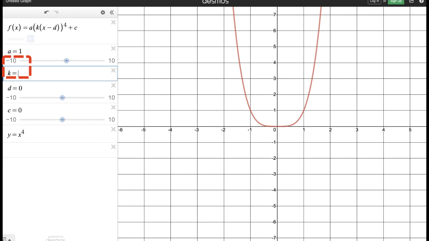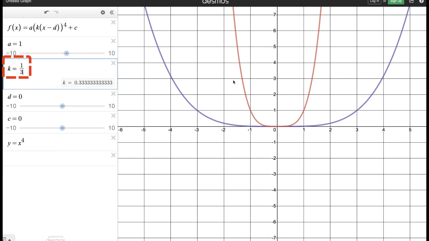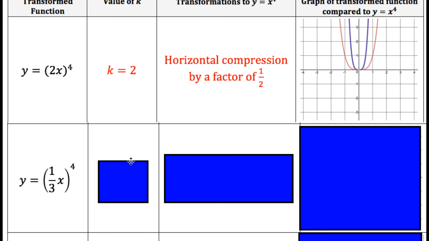Let me get it exactly a third. Let me write the fraction. There we go. Notice it's been horizontally stretched. By what factor? Well, when the y value was 1 on the parent function, we know x was 1. When the y value is 1 on the transformed function, what's the x value? It's over here. It's been tripled. It's 3. So it's actually been a horizontal stretch by a factor of 3 when the k value is a third.